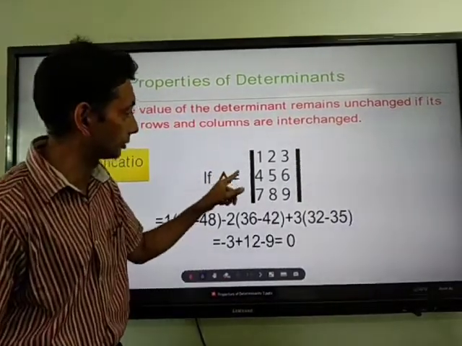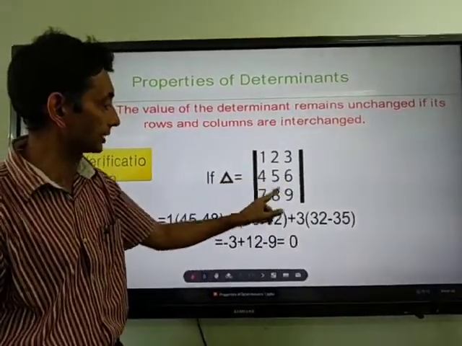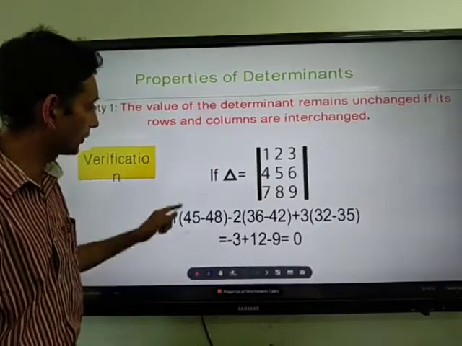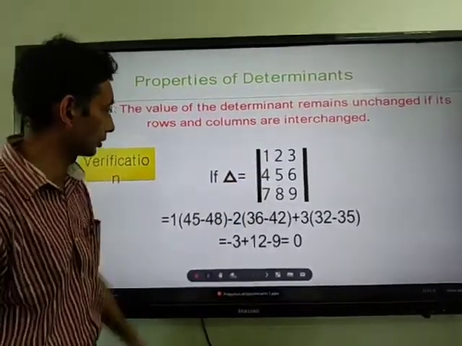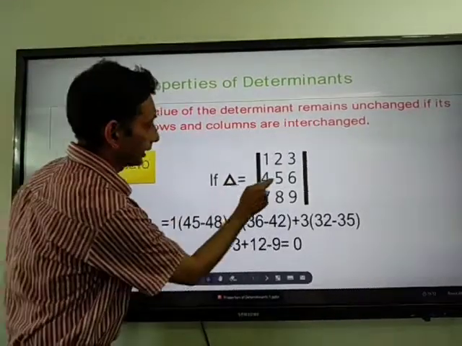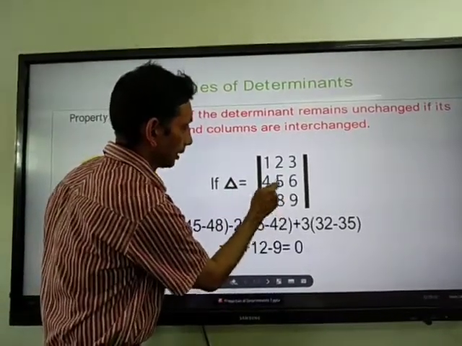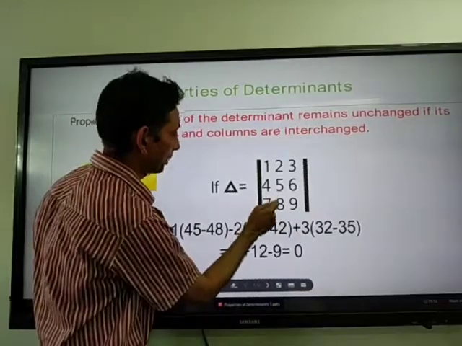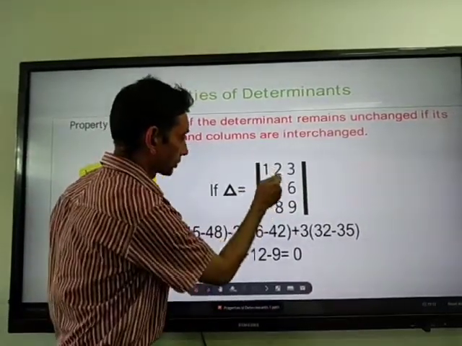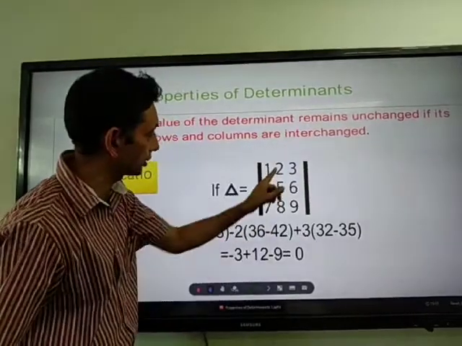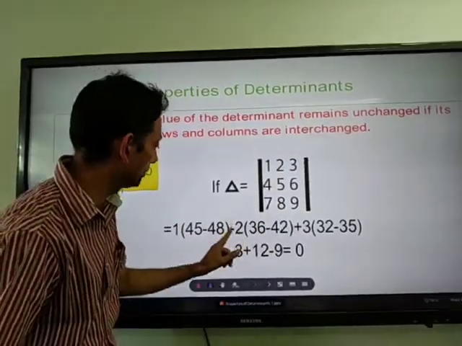If delta is equal to 1, 2, 3, 4, 5, 6, 7, 8, 9, and if we expand along row 1, then you need to multiply 9 into 5, 45, minus 6 into 8, 48. Then if you expand along the first row, second element position, 1, 2, therefore it will be minus 2.